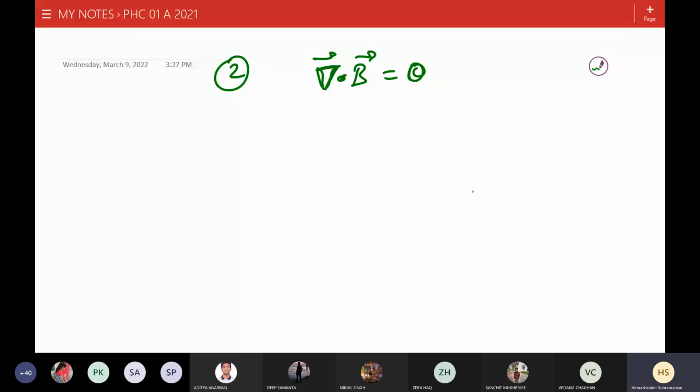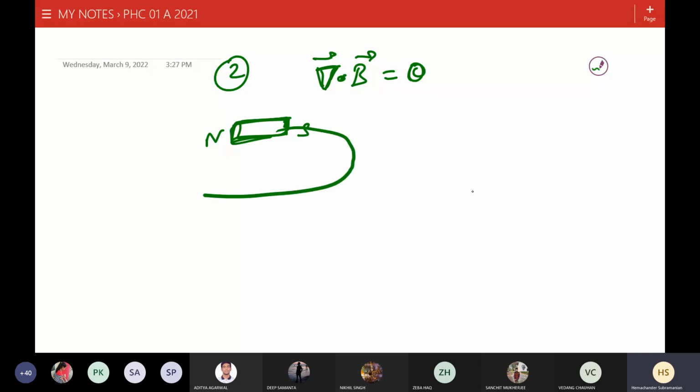What does it say? It says that B cannot diverge. There is no divergence for B. How is that possible? Let's say you take a magnet. North pole and south pole are always together. Yes, you're getting somewhere. Exactly. So let's take a north and south pole.